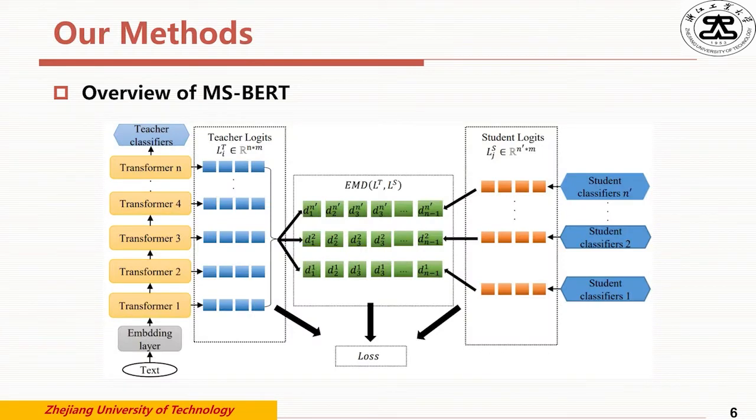After introducing the related work, I will introduce my methods. The first is the overview of MS-BERT. We can see the overall architecture of the model in the figure. The main idea of MS-BERT is to transfer knowledge from different layers of BERT to the student classifiers. Our model contains two parts, backbone and branch.